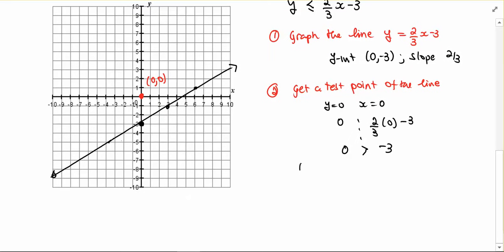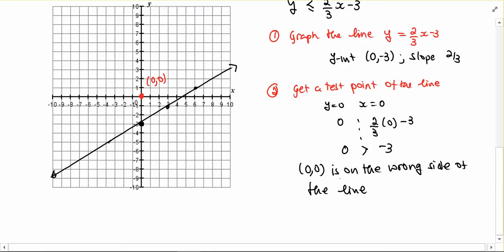So 0, 0 is on the wrong side of the line, because what I want is y to be less than the right side, not greater. So 0, 0 is on the wrong side of the line. So what do I do?